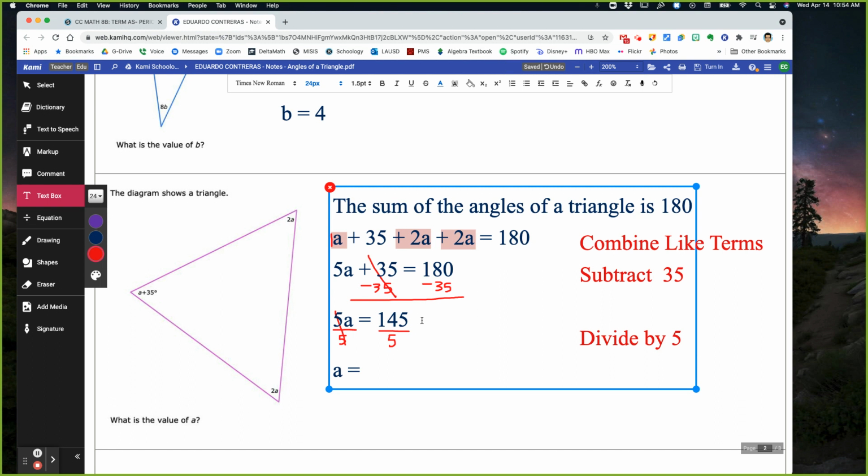How much is that, guys? What's 145 divided by 5? Well, 5 goes into 100 20 times. 5 goes into 45 9 times, so it's 29. There's my answer, 29. I combined the like terms, subtracted 35, and then divided by 5. And I got my answer. Any questions?